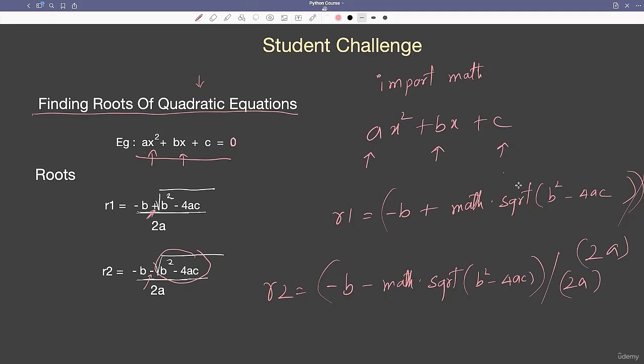Alright. So for the square root, you have to import the math module, then with math.sqrt you can calculate the square root. So write down the program by yourself. Alright, pause the lecture and do it. After that, you can come back and continue. I will show you the program.